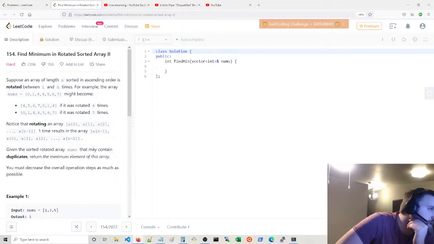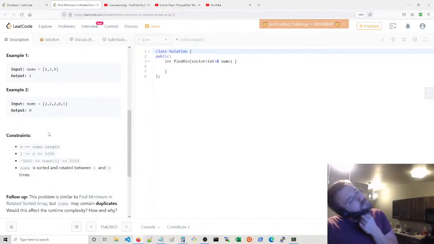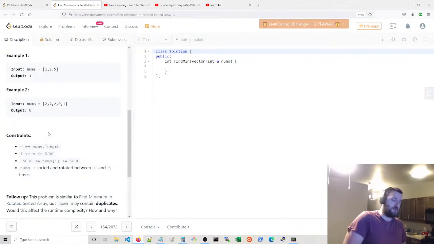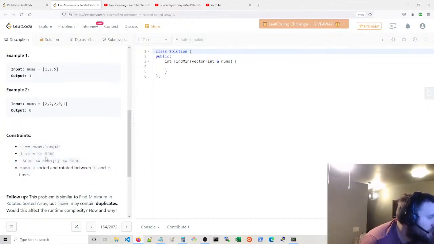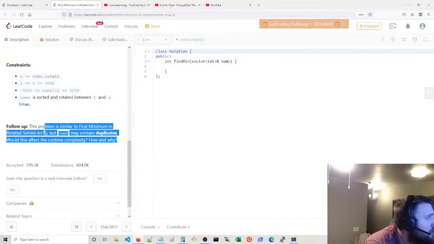Given the sorted rotated array nums that may contain duplicates, return the minimum element of this array. You must decrease the overall operation steps as much as possible. So the previous one didn't contain duplicates. I kind of want to look at my previous solution, but I think the way you do this is a logarithmic search. But the problem is you don't know where this breaks into 2 different sequences. It's a lot easier if it doesn't have duplicates. Similar, but nums may contain duplicates. How does this affect the runtime complexity, and why?